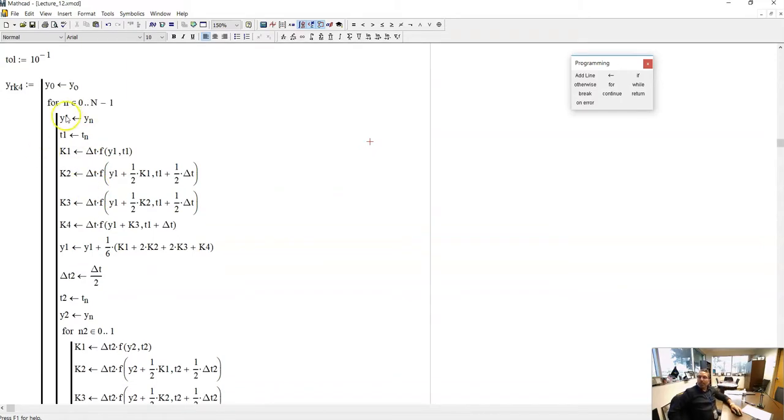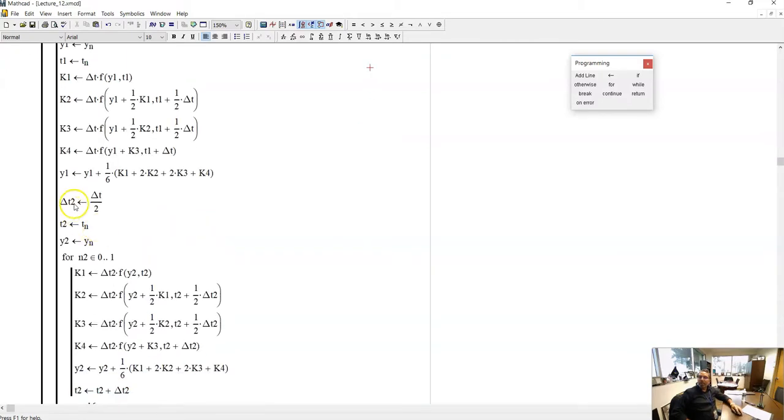Now within this loop, we are going to approximate the solution twice. We're going to get two estimates of the solution at the same time level. One we're going to call y1, which is using Runge-Kutta, the predictor and the three correctors for Runge-Kutta, using a full time step. So I get y1. This y1 is the approximation at the next time level using a single time step.